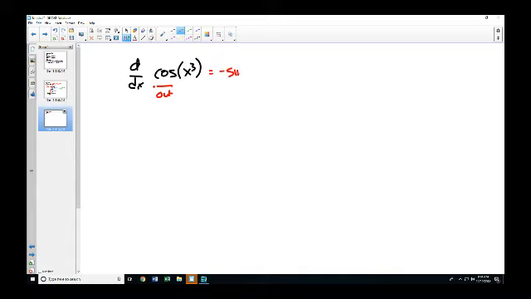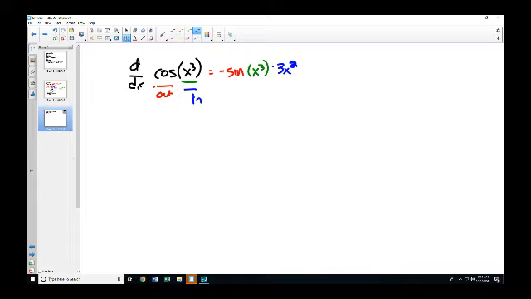Negative sine. What do we do with the x cubed? Derive outside, copy inside. Now what? Derive inside. We put it on the outside of it? Yep. Those do not go together. They are separate. So derive out, copy in, derive in.